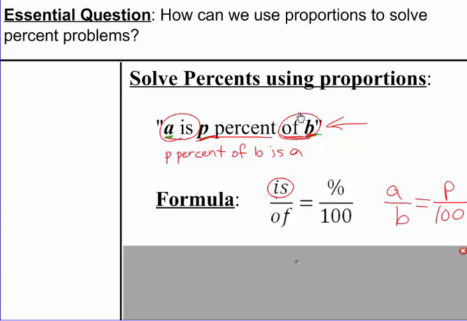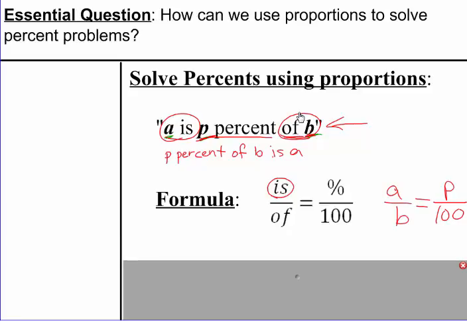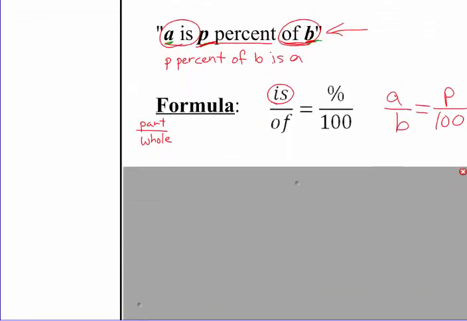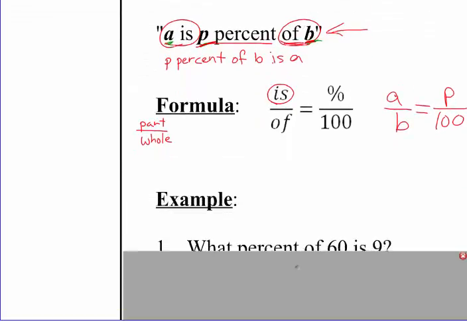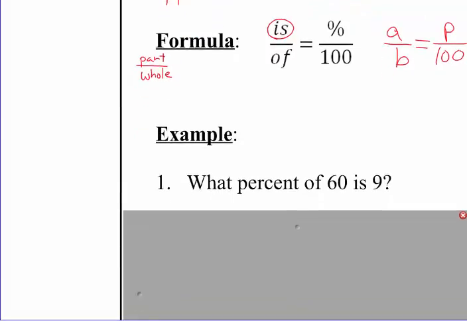Another way to look at it: we're going to be using the percents and this expression, but it's also looking at a part over a whole. That might be another way to look at is over of. Okay, the part over a whole is is over of. So let's do some examples where we're actually using that.